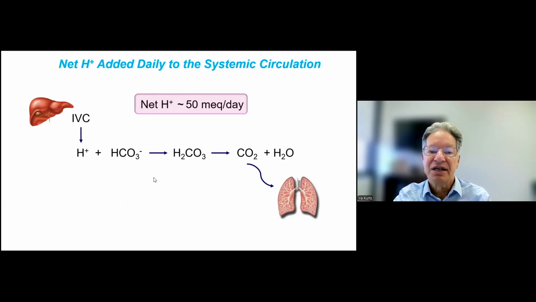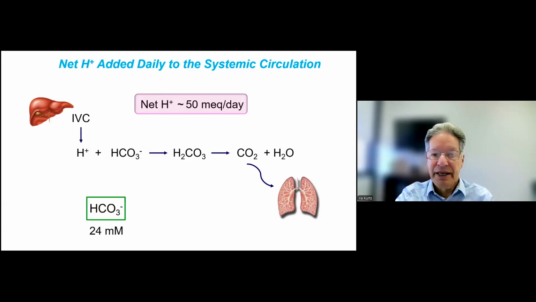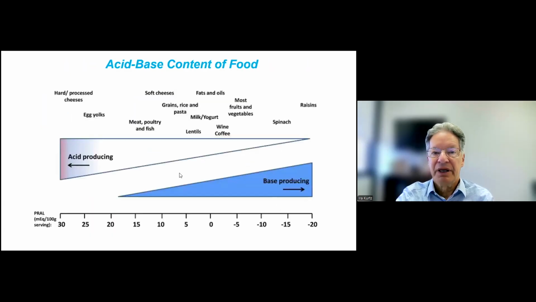It's as if you had started a bicarbonate IV. And this obviously also cannot be allowed to occur. If it continues to occur without anything compensating for it, we just keep adding 50 milliequivalents of protons to our blood every day. In about 2 weeks, you can calculate the bicarbonate in the blood will be zero. So the 50 is just an average, and it really depends on what we eat.